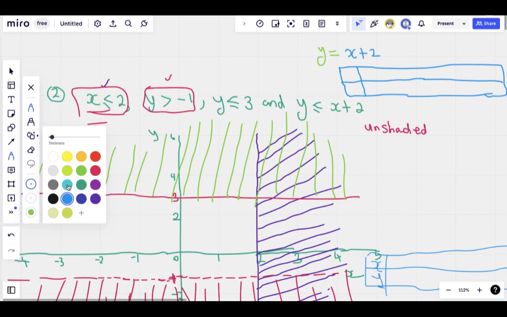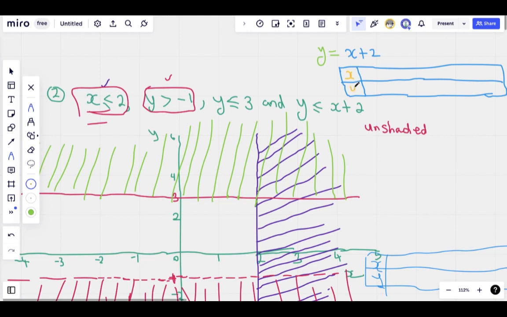I have x here, and then I have y here. So you choose values for your x. Okay, maybe we do not take too many values.